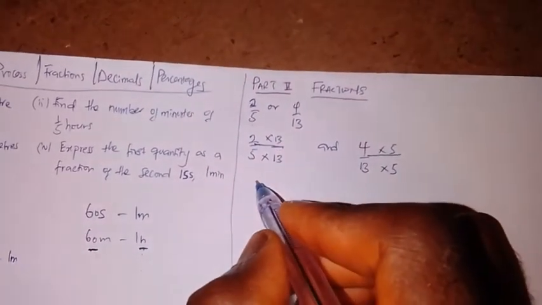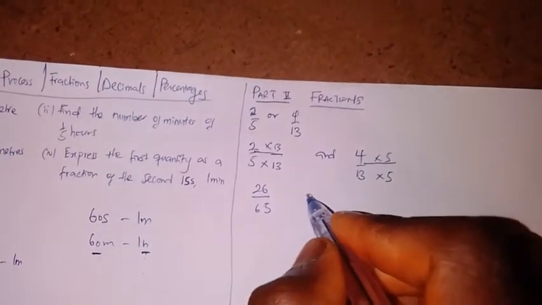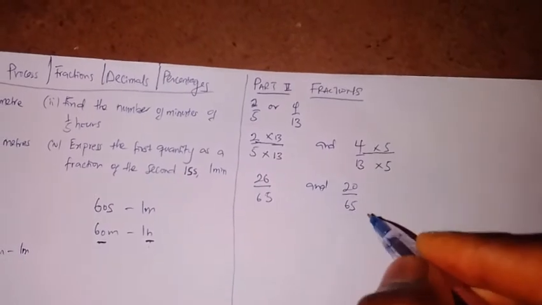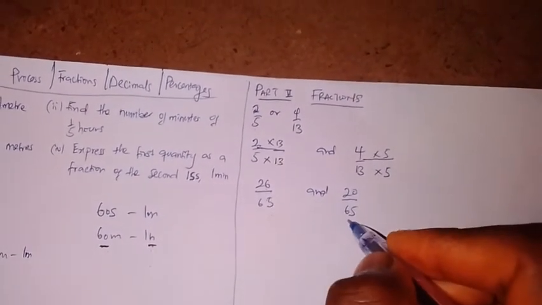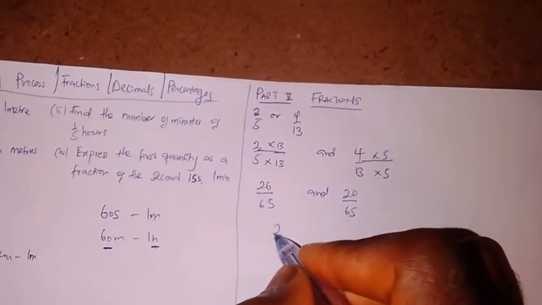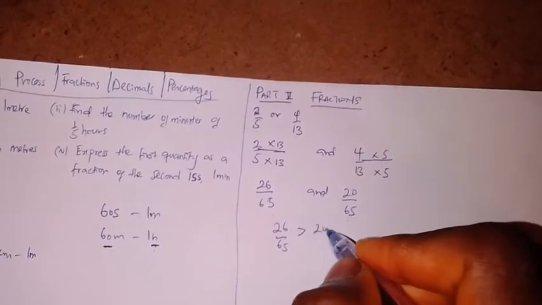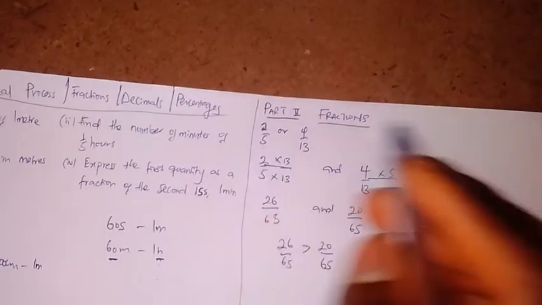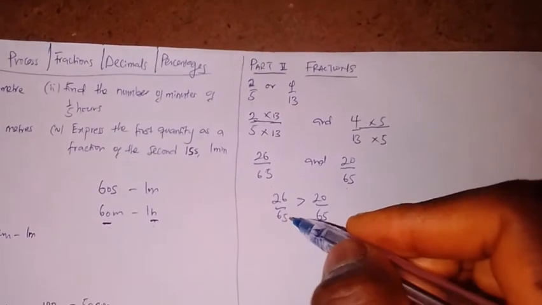Or you can do it like this also. 2 times 13 is 26 over 65. We also have 4 times 5, which is 20 over 65. Now looking at this, it is 26 over 65 and this is 20 over 65. In these two, 26 over 65 is bigger than 20 over 65. So it means this is greater than this. Therefore, 2 over 5 is the answer if we are looking for the greater one. Okay, now that's for that.